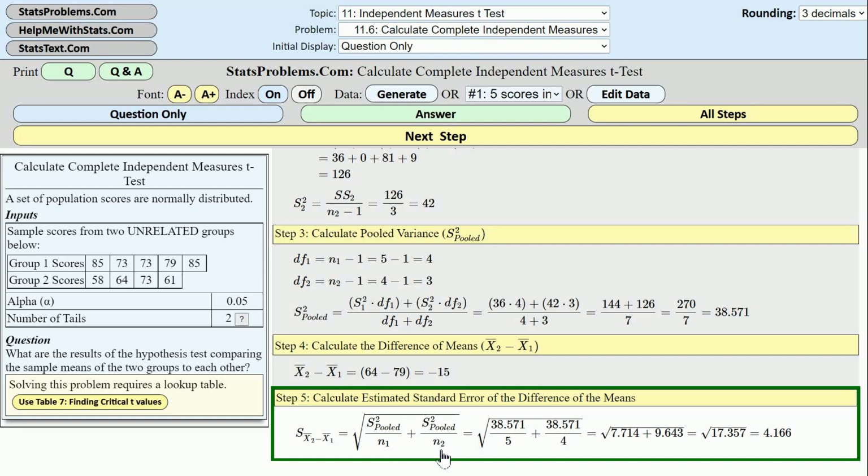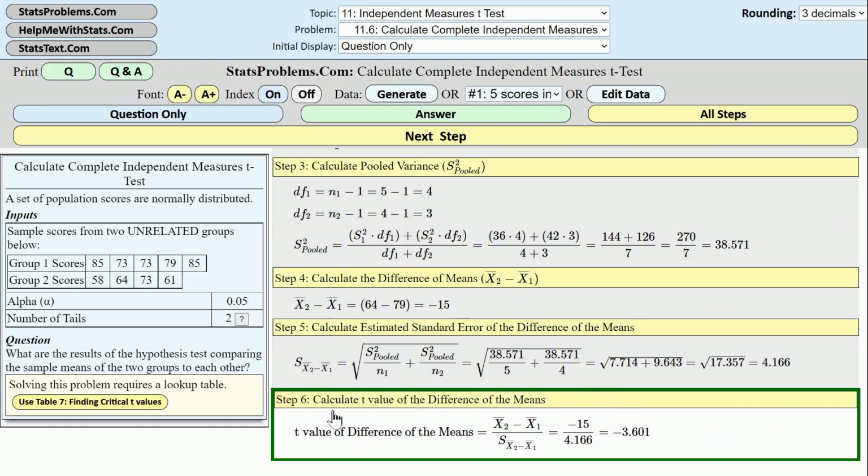In this example, s sub x bar 2 minus x bar 1 is equal to the square root of 38.571 divided by 5 plus 38.571 divided by 4, which works out to the square root of 7.714 plus 9.643, which works out to the square root of 17.357, which works out to 4.166. In step 6, we calculate the t-value of the difference of the means.